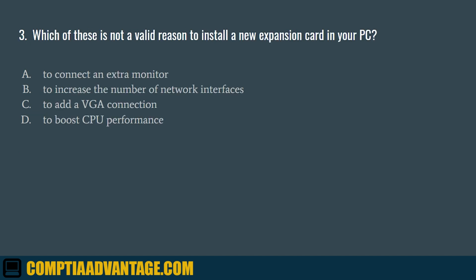Question 3. Which of these is not a valid reason to install a new expansion card in your PC? A. To connect an extra monitor, B. To increase the number of network interfaces, C. To add a VGA connection, D. To boost CPU performance. The correct answer is D.